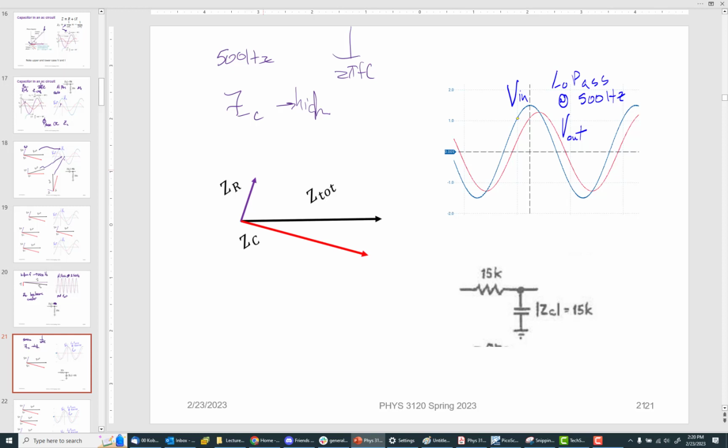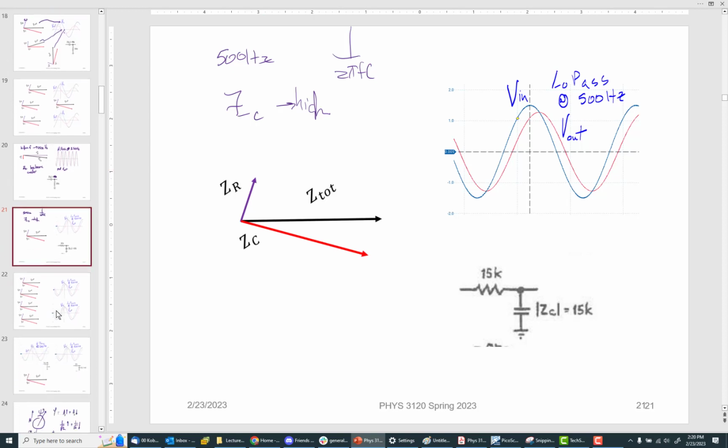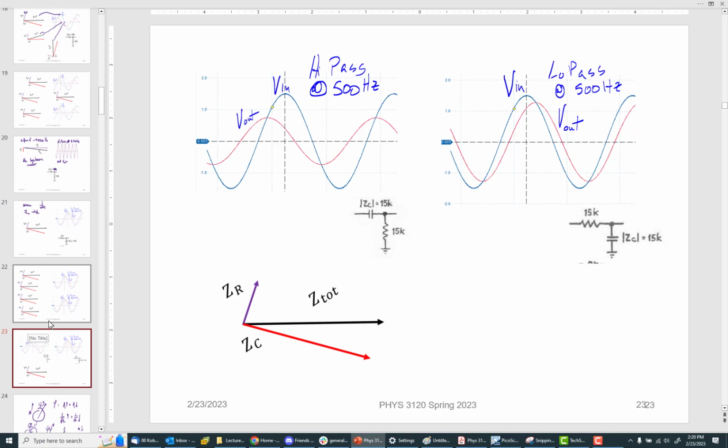And notice how the red vector, the red component, is bigger than the R component. Also notice that V out is larger, right? Because it's higher at that point. These are both at 500 hertz. One is across the resistor and one is across the capacitor.